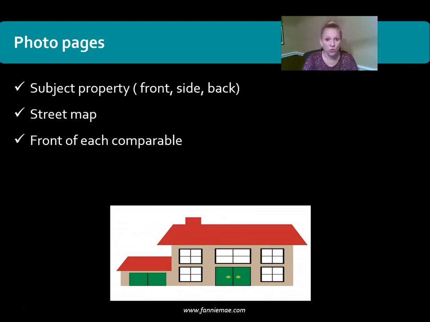In addition to those photos, you're also going to need a street map that should be included in your appraisal. Lastly, you're going to need a front picture of all the comparisons that were used in your appraisal. So for every comp, you should have a photo of the front.